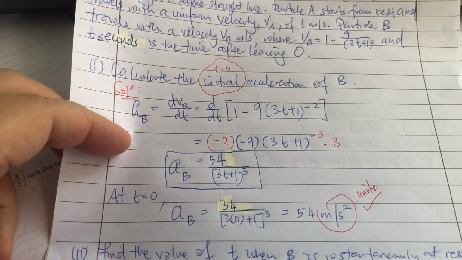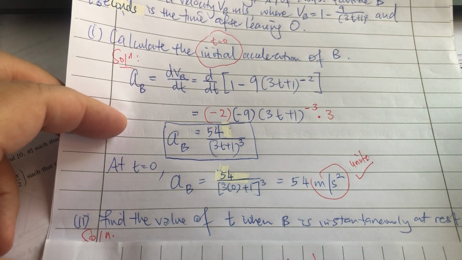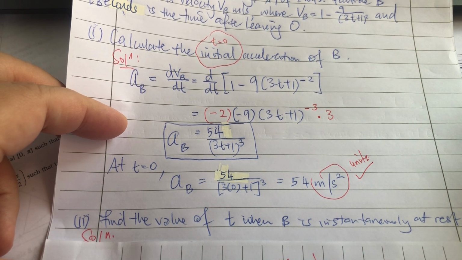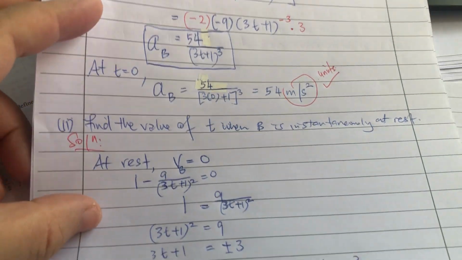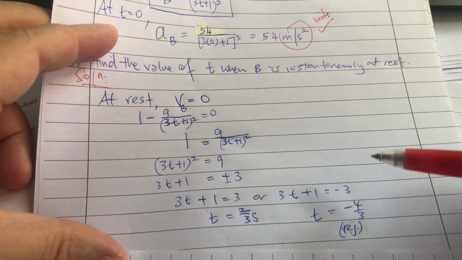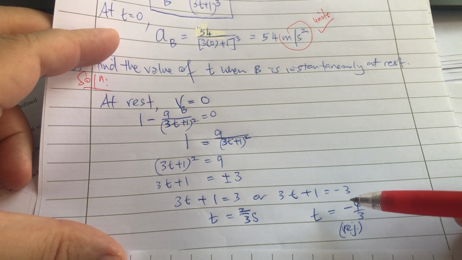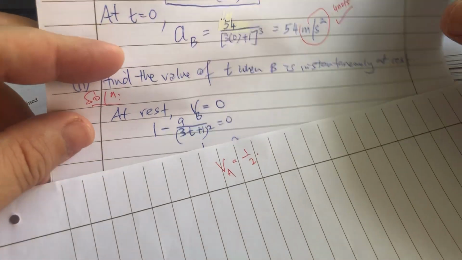Okay, now next part. Find the value of t when B is instantaneously at rest. Okay, this one also very easy lah. You just set this to 0. You should get this. And you must always remember, no negative time. No such thing as negative time. Okay. Now next.